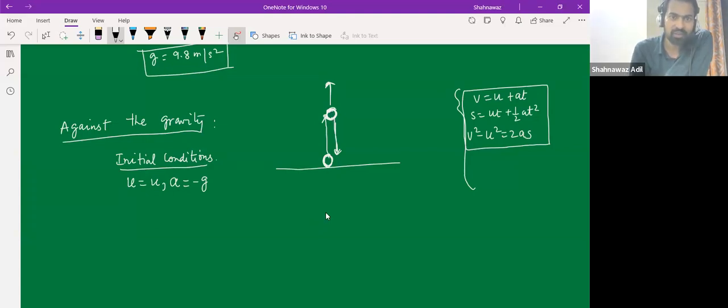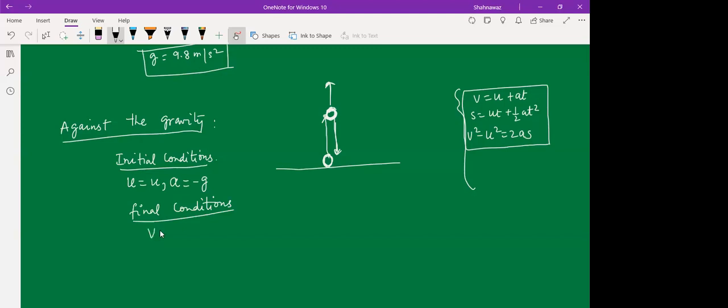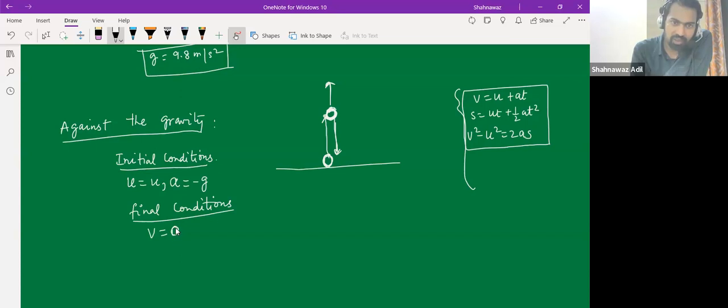So first, it will reach here. Whenever it reaches here, what would be the final velocity? Zero. So we have final velocity zero, initial velocity u, and this is a. Now let's say that it takes t time to reach here. These are the conditions that we have.